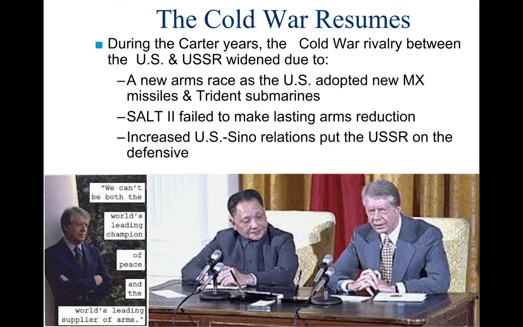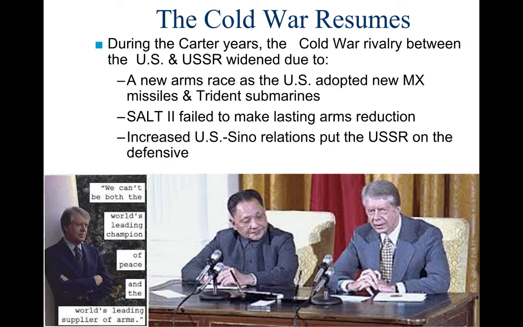What we see also is that there's going to be an increase in the Cold War rivalry as the 1970s press on. One example, first off, we see that the U.S. actually is developing more positive relationships with China. This is an image of Jimmy Carter meeting with the Chinese leader Deng Xiaoping. And so when China starts to get along better with the Soviet Union, that actually increases the tension between the Soviet Union and the U.S., right?